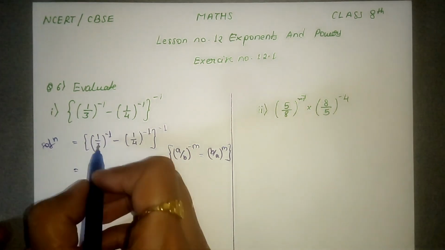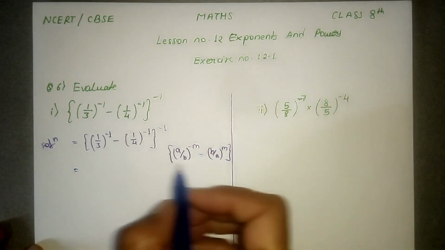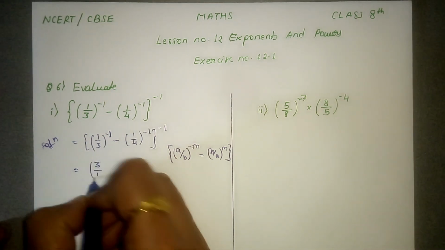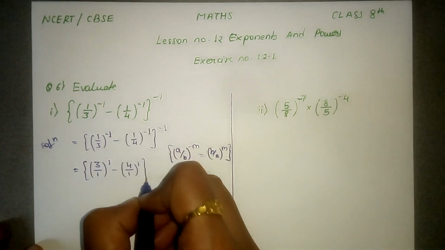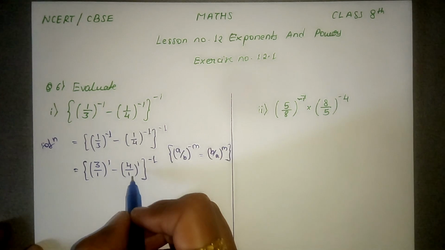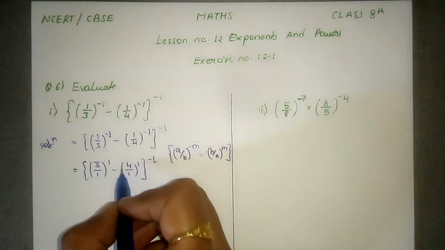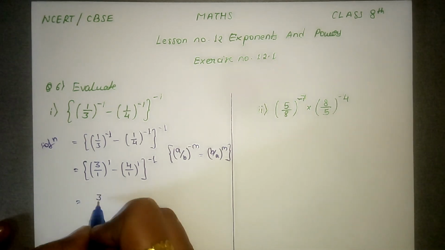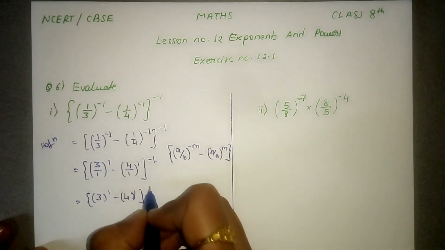So here 1 by 3 will become 3 by 1 whole raised to the power 1 by using this law. So it can be written as (3 by 1) whole raised to the power 1 minus (4 by 1) whole raised to the power 1, again both whole raised to the power minus 1. Now 3 by 1 can be written as 3 and 4 by 1 can be written as 4 only. And if the exponent is 1, we can write it as 3 only. So we can write it as (3 raised to the power 1 minus 4 raised to the power 1) then whole raised to the power minus 1.